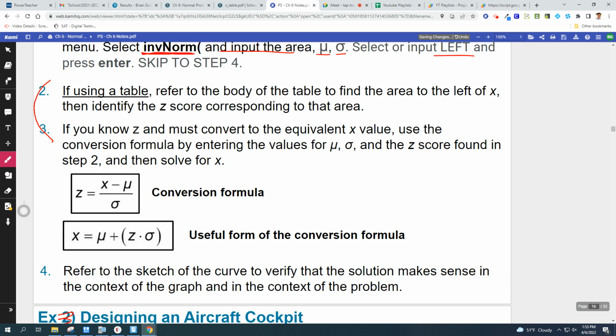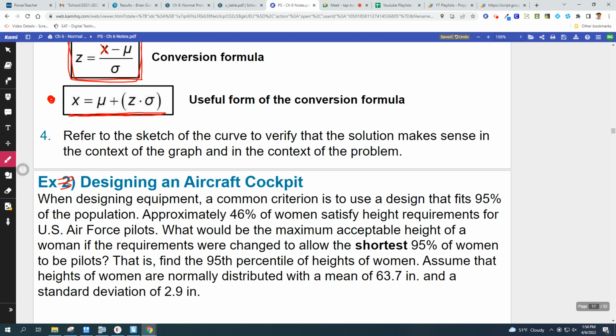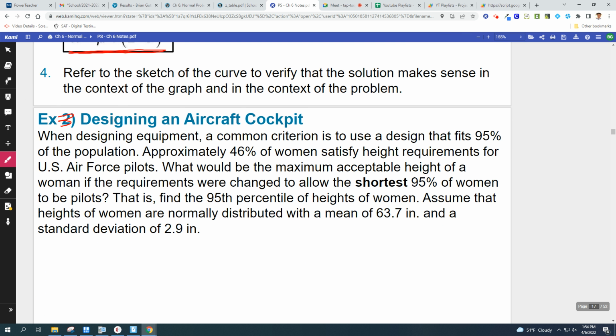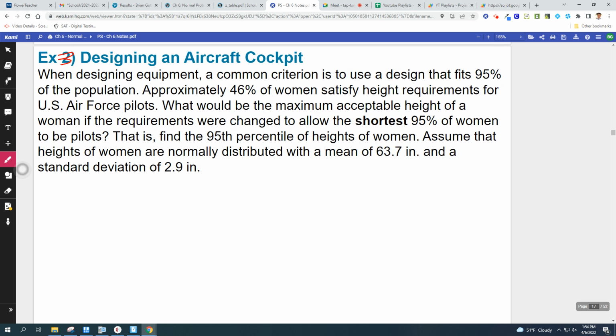Otherwise, if you're using the table, that's fine. You're going to use the table. But one thing that's weird is you're going to have to convert. You're going to have to use that conversion formula again. So it's the same formula as before, but it's actually maybe more useful to use this version. All I did was isolate x. If you take that formula and isolate x, you've got this. That's going to be useful for us because we're trying to find the x. We're going backwards. Number 4, refer to the sketch. It's always going to be useful for you to think about that bell curve and where we're looking at and what we're finding the area of.